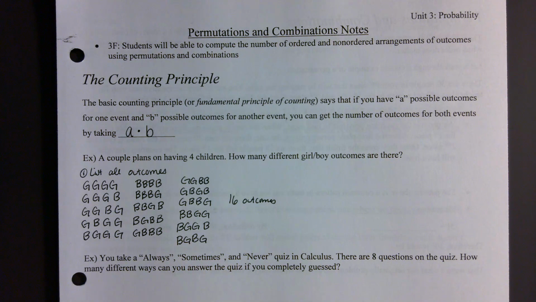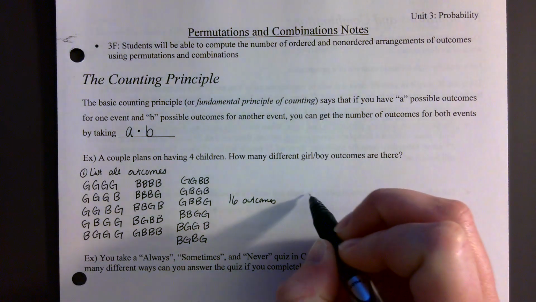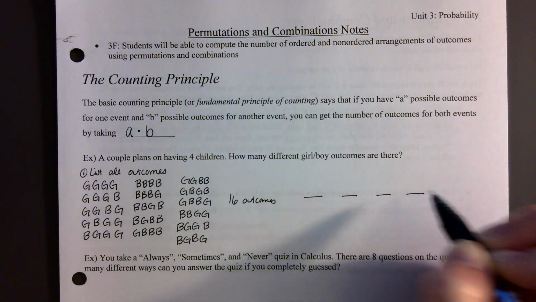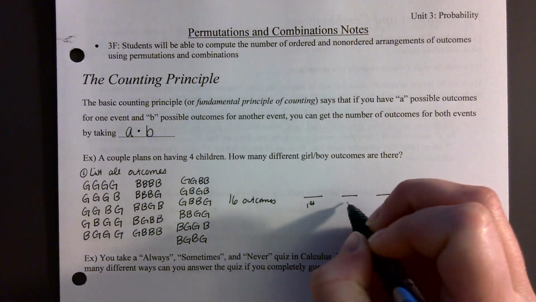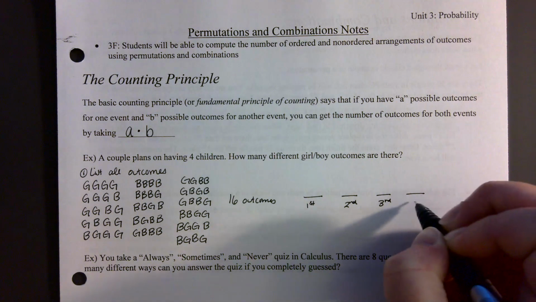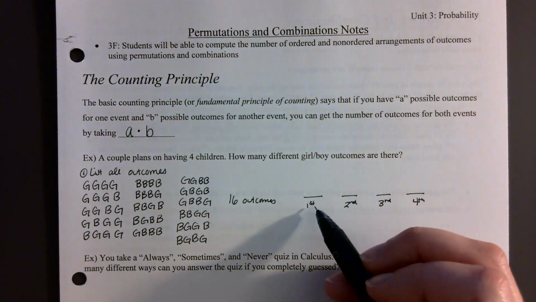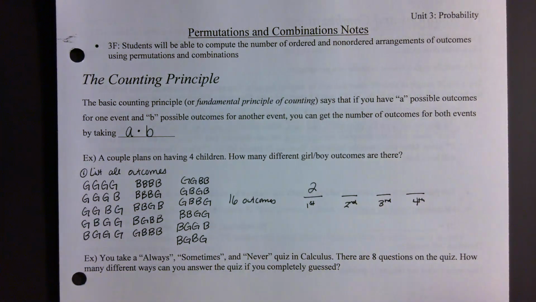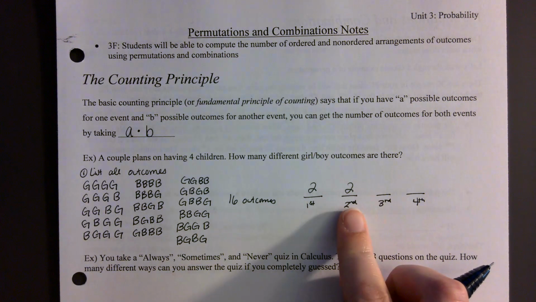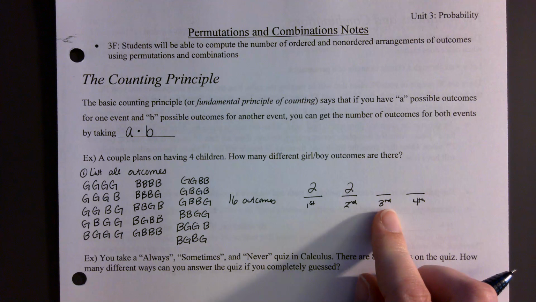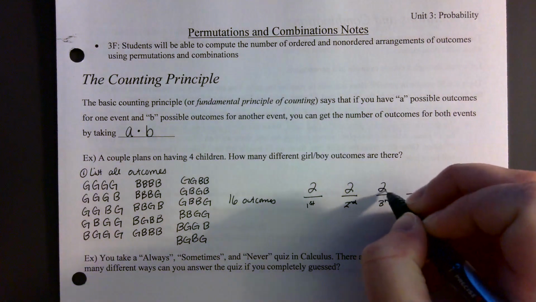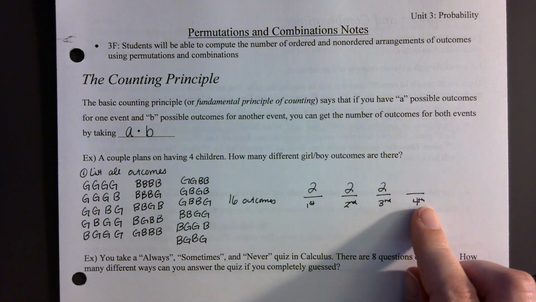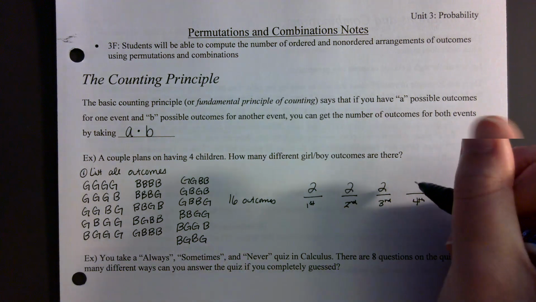If I know I'm going to have 4 different children, so I have 4 different spots: 1, 2, 3, 4. This is going to be my first kid, this is my second, third, and then my fourth. For my first kid, there are 2 different outcomes: either it's a boy or it's a girl. Then we have another opportunity of 2 different outcomes. For the second child, we can have a girl or a boy. For the third child, we can either have a girl or a boy. So we have 2 outcomes here. And for the fourth child, still 2 outcomes, girl or boy, either or.